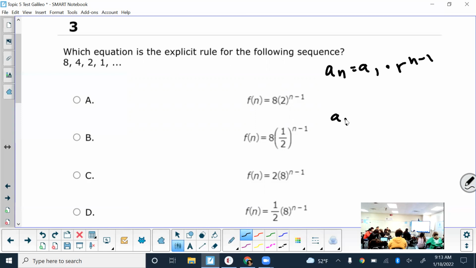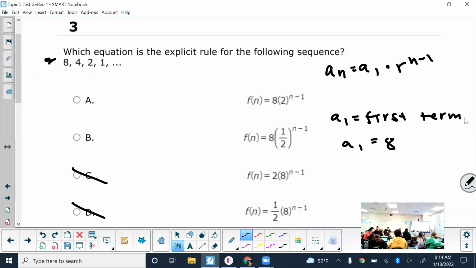Which will replace the a sub 1. Good. So a sub 1 is your first term in the sequence, or your initial number also works. So what is my first term in the sequence? It's 8, because that's what it says right here. Here's that sequence. So 8 will replace a sub 1. So any of them that don't have 8 in the a sub 1 position can be removed. So C and B are definitely not it.